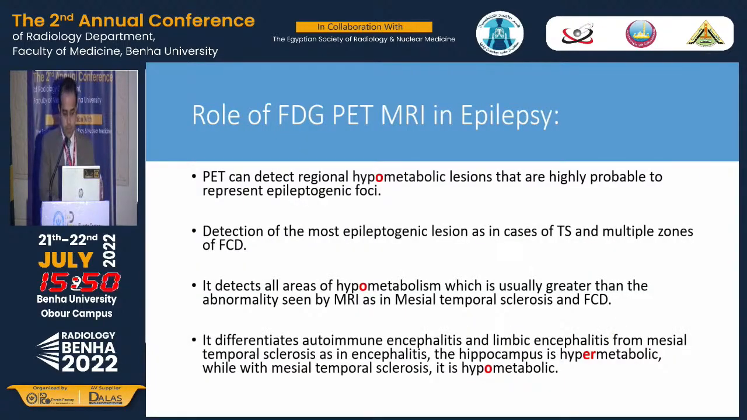What is the role of the FDG PET-MRI in epilepsy? It can detect the regional hypometabolic lesions that are highly probable to represent epileptogenic foci. It detects the most epileptogenic lesion, as in cases of tuberous sclerosis and multiple zones of focal cortical dysplasia. It also detects all areas of hypometabolism, which is usually greater than the abnormality seen by MRI, as in mesial temporal sclerosis and focal cortical dysplasia. And finally, it differentiates autoimmune encephalitis and limbic encephalitis from mesial temporal sclerosis, as in encephalitis the hippocampus is hypermetabolic, while in mesial temporal sclerosis it is hypometabolic.